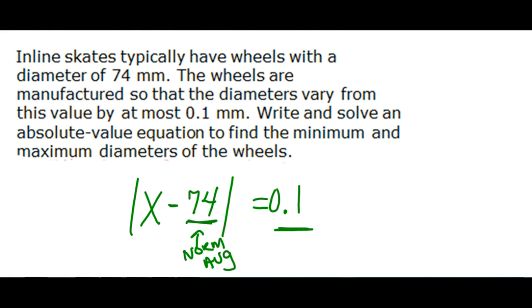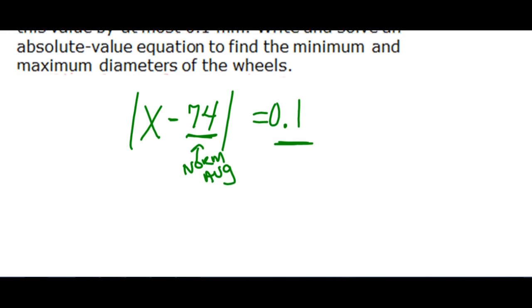And then you would simply solve that. And we've already done that. And we did that basically in our head. X can be 74.1 or, let me get my eraser here. So X can either be 74.1 or 73.9. Thinking faster than I was talking. And that's it.